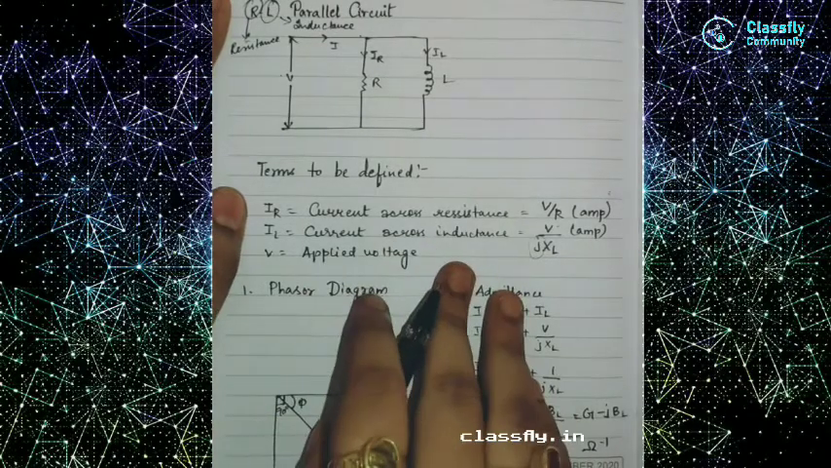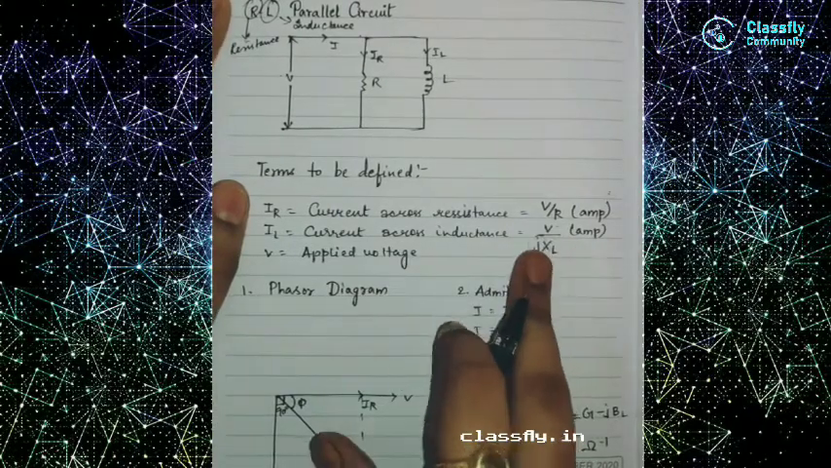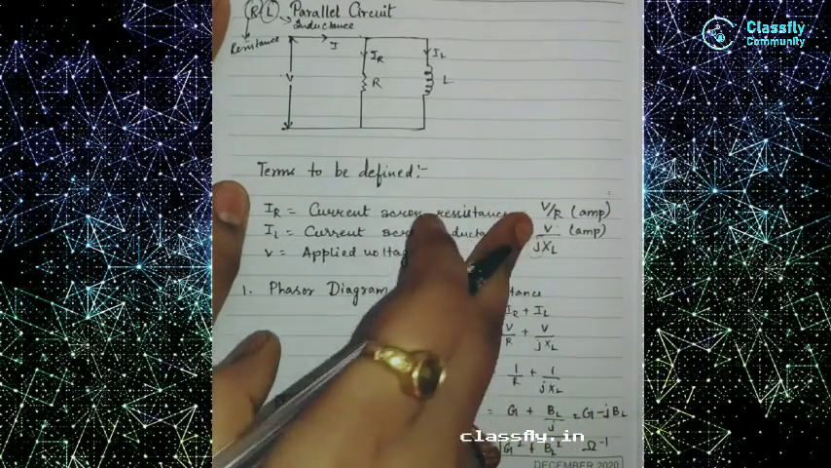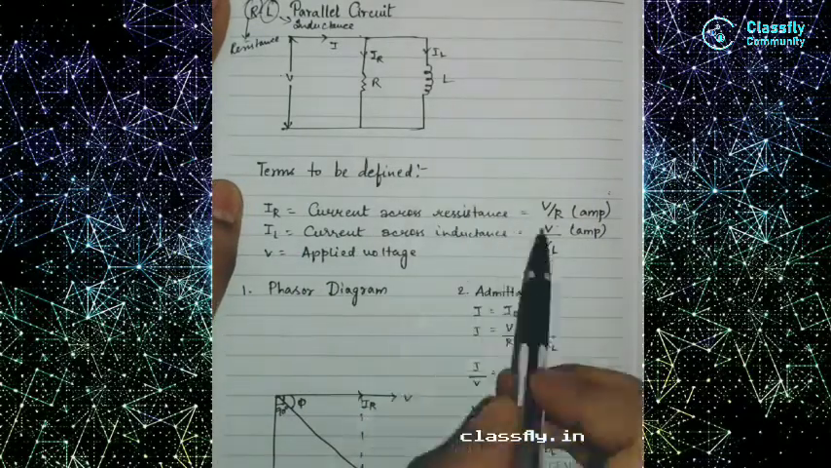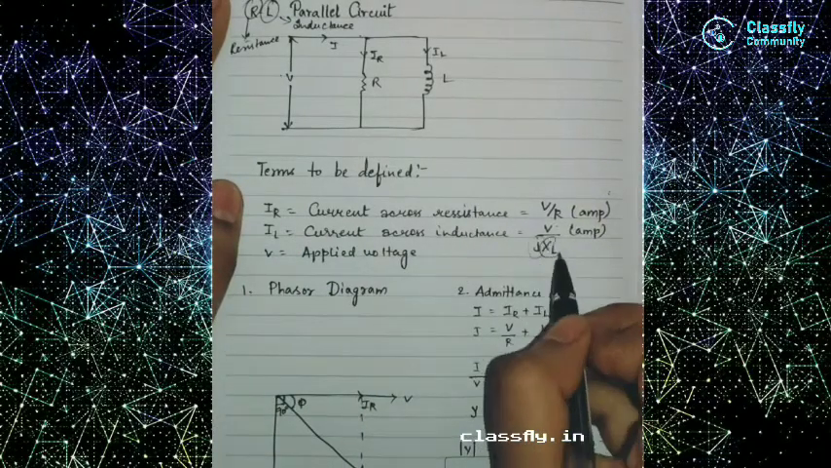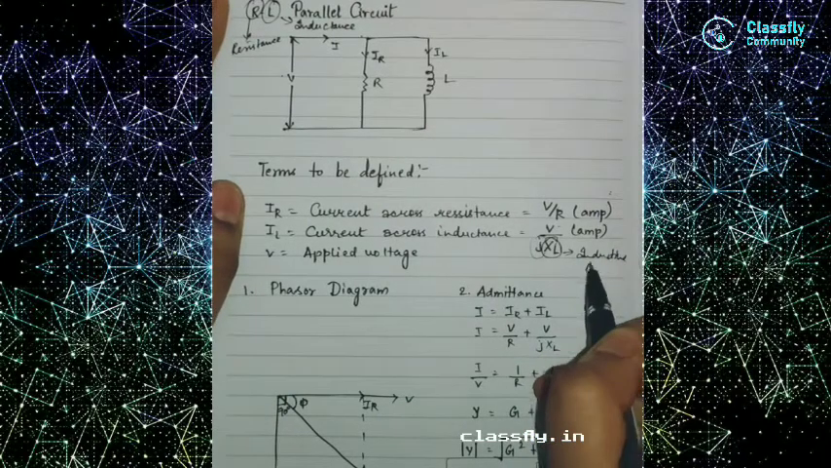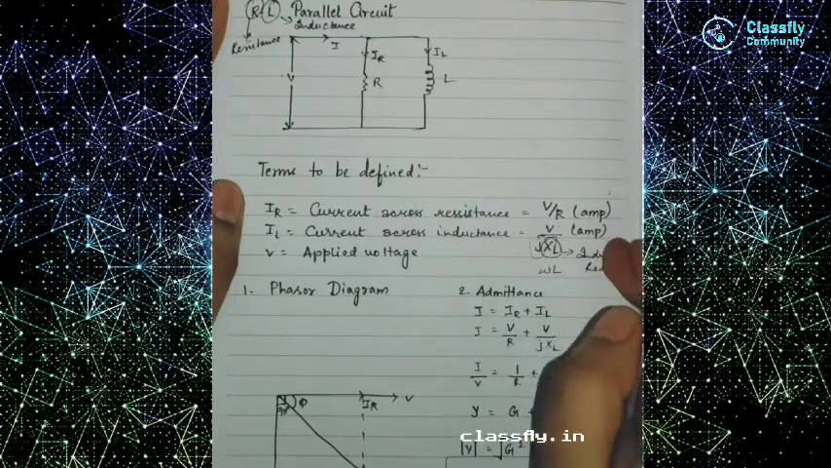So as we know, in the inductance the current lags by 90 degrees. So this j, whenever it's in the denominator, states that the current will lag. Whenever it is in the numerator, it states that the current will lead. Okay, so we know that IL is V by XL. Our XL is the inductive reactance, and we can also write it as omega L, and its unit is ampere.